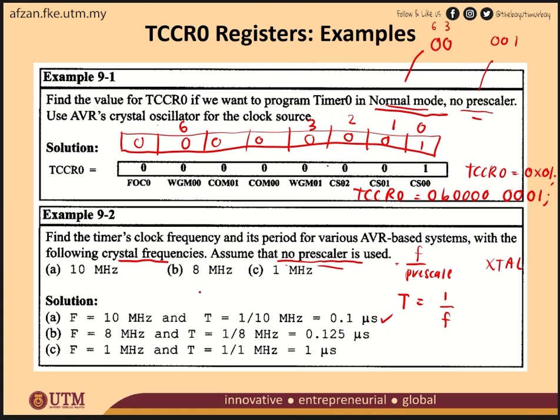B, 8 megahertz. Frequency with no prescale is 8 megahertz. T equals 1 over F, 1 over 8 megahertz, you get 0.125 microsecond. And C, 1 megahertz, no prescale, so F equals 1 megahertz. T equals 1 over 1 megahertz, you get 1 microsecond. T is your period and F is the frequency. So this is the first equation that you are going to memorize.